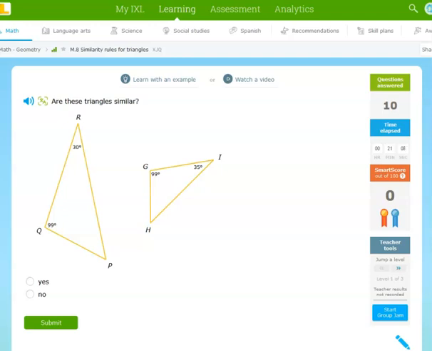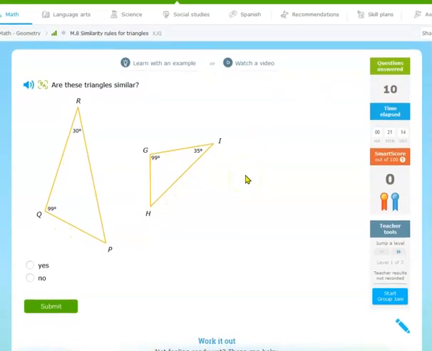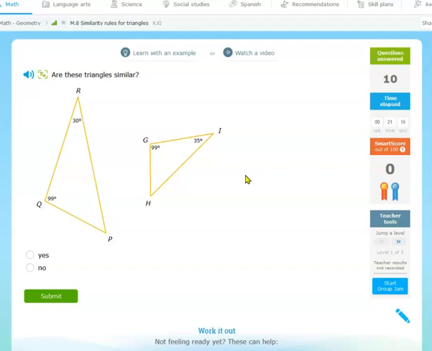Okay, guys, we are going to take a look at similarity rules for triangles. This is your IXL for today. Remember, you got some options up here. You've got learn with an example, where they're going to show you an example like in print form, and then there's watch a video, which is a different video than the ones that I make for you. So lots of resources here.